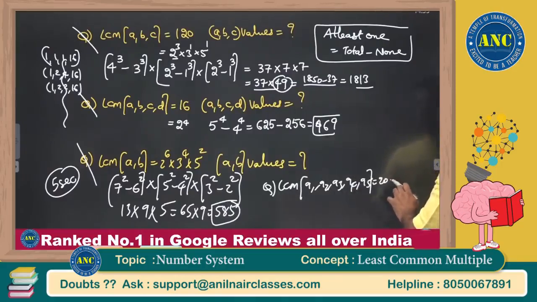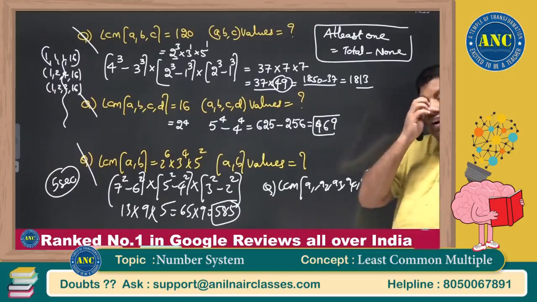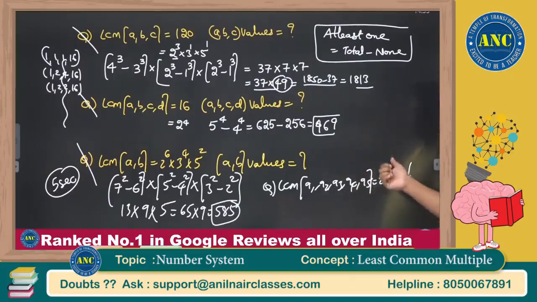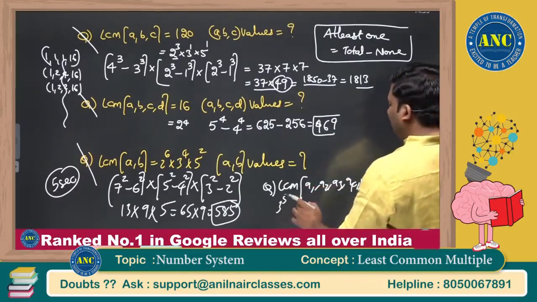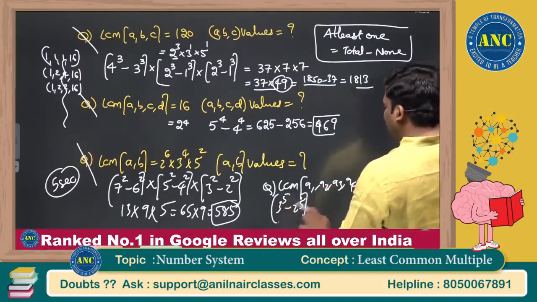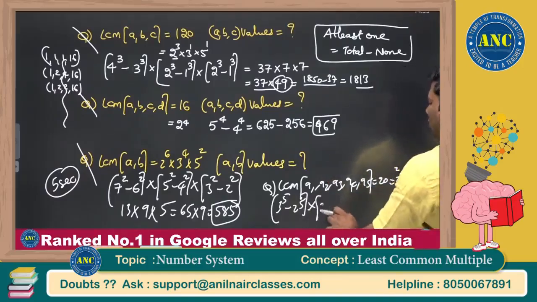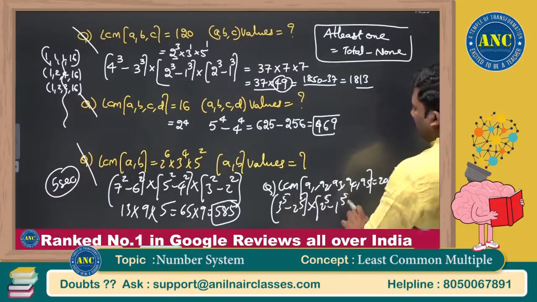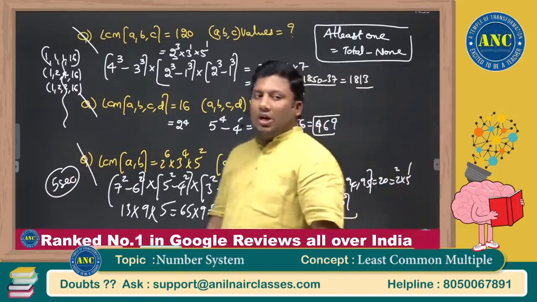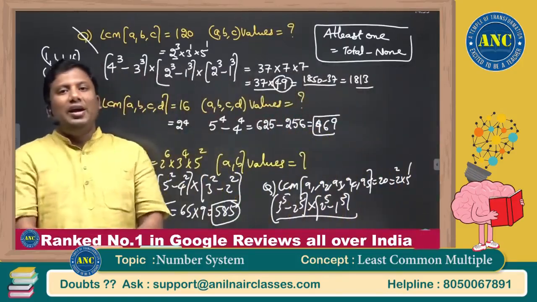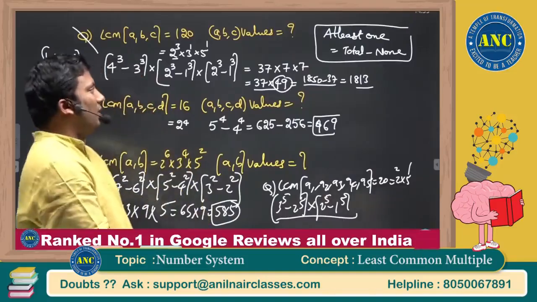Suppose it is 20. Tell me the answer. LCM of 5 variables is 20. 2 square, 0 to 2, 3 cases: 3 power 5 minus 2 power 5. Finish. 5 power 1, 0 to 1, 2 cases: 2 power 5 minus 1 power 5. Answer over: 3 power 5 minus 2 power 5, into 2 power 5 minus 1 power 5.